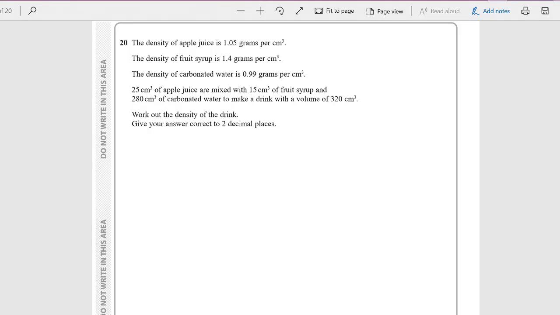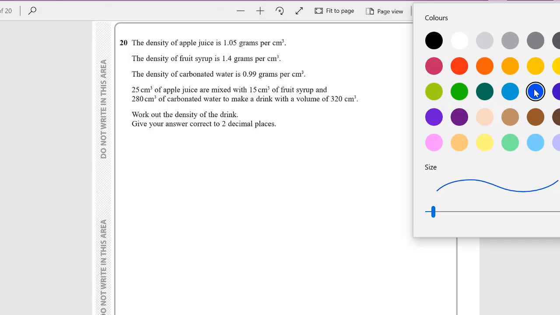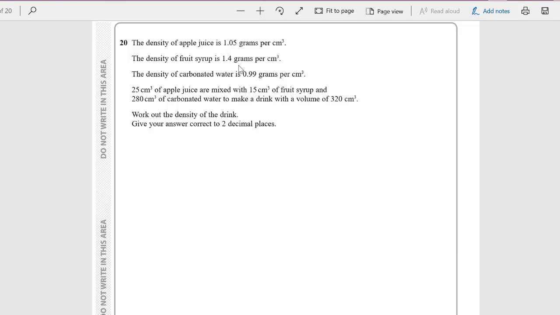Question 19. The density of apple juice is 1.05 grams per centimeter cubed. The density of fruit syrup is 1.4 grams per centimeter cubed. The density of carbonated water is 0.99 grams per centimeter cubed. 25 centimeters cubed of apple juice are mixed with 15 centimeters cubed of fruit syrup and 280 centimeters cubed of carbonated water to make a drink with a volume of 320 centimeters cubed. Work out the density of the drink. Give your answer correct to 2 decimal places. Okay.